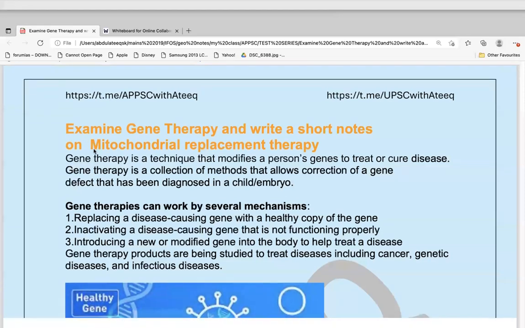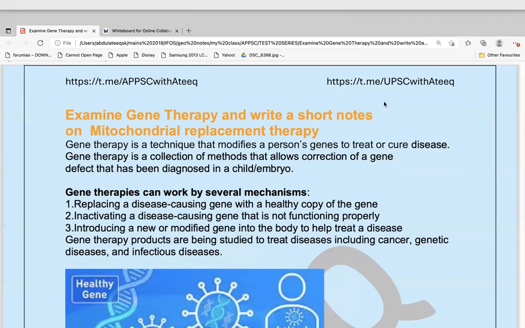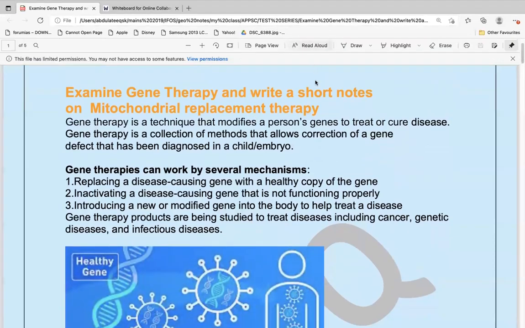Discussion for today. The question is: examine gene therapy and write a short note on mitochondrial replacement therapy. So the first thing we should do is identify how many parts there are in the question. The first part is to examine gene therapy, and the second part is to write a short note on mitochondrial replacement therapy. So I have identified there are two parts.